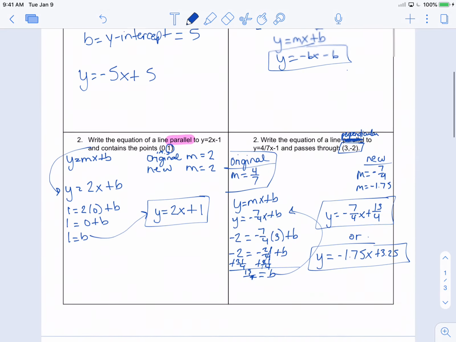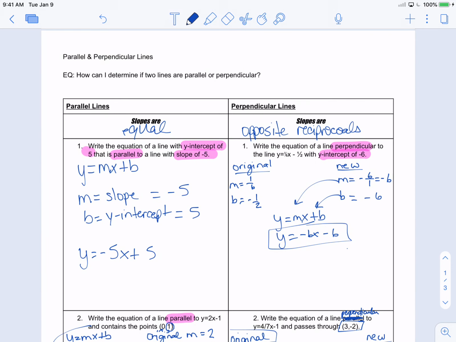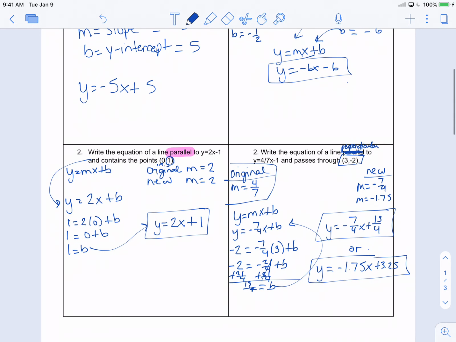So just to recap, if two lines are parallel, then their slopes are going to be equal. If they're perpendicular, they're going to be opposite reciprocals of one another. Then you can use the slope-intercept form, y equals mx plus b, and plug in values for the intercept to get your equation. Or if you don't have the intercept and you have a point, you can plug in the x and the y for that point into the equation to find b, and then replace b to get your final answer.